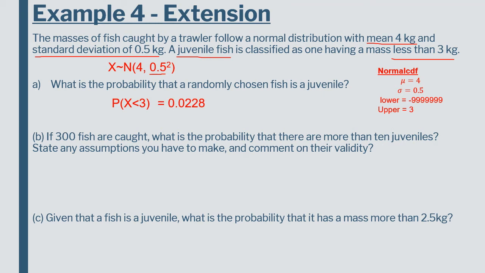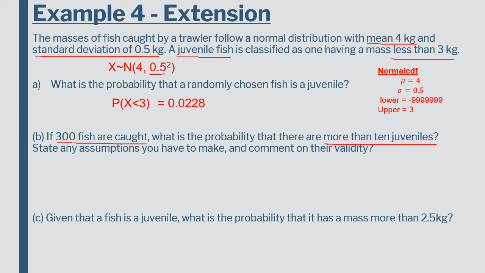B, if 300 fish are caught, what's the probability that there are more than 10 juveniles? Right. Nice little twist to the questions. Okay, bringing up something from AS level. We have 300 fish caught, so that's a fixed number of trials. And I want to know whether there are more than 10 of these.